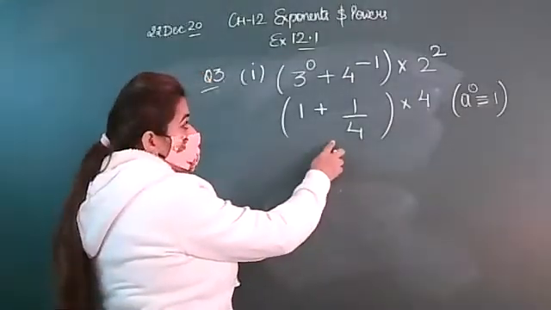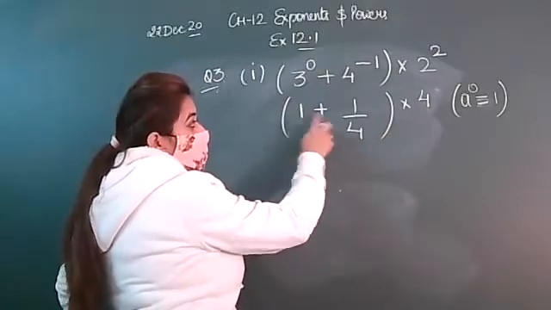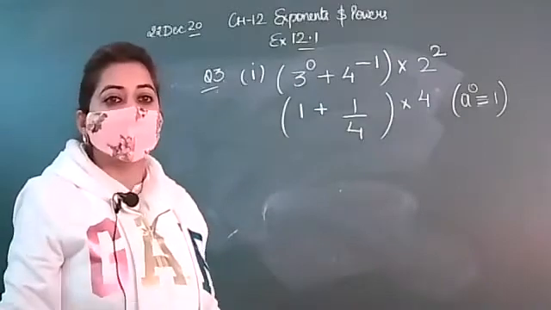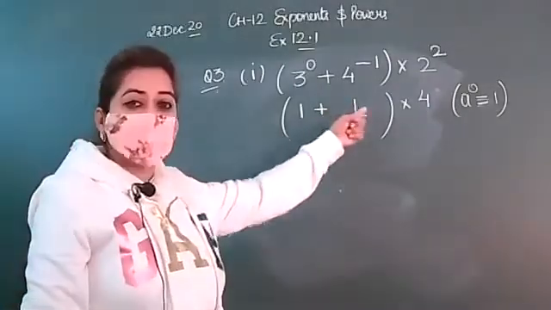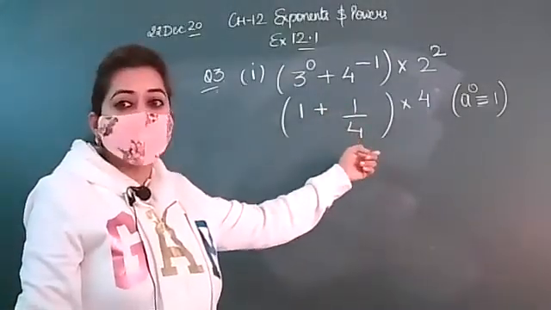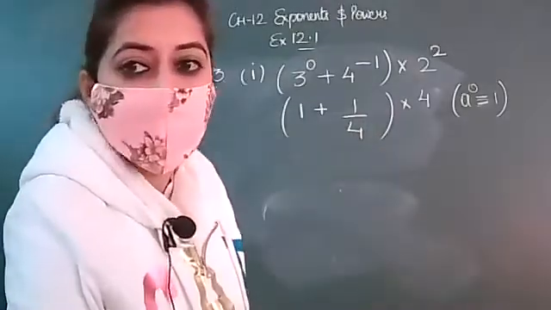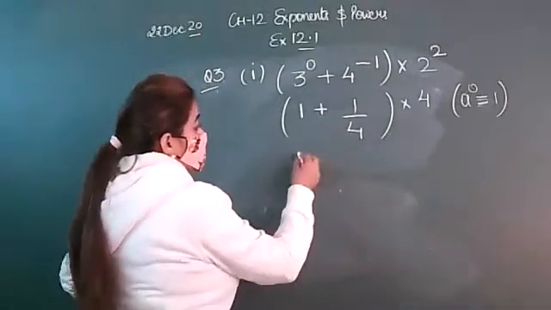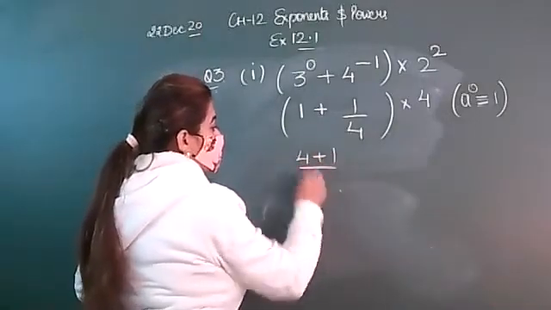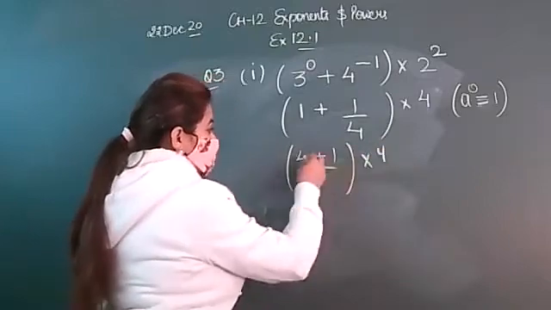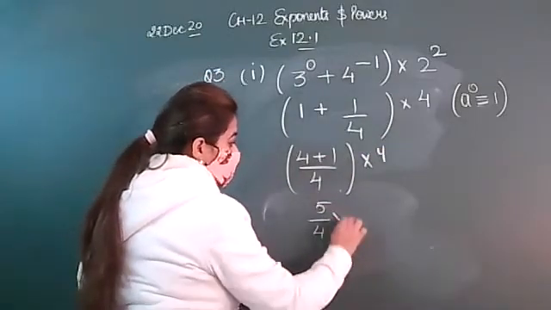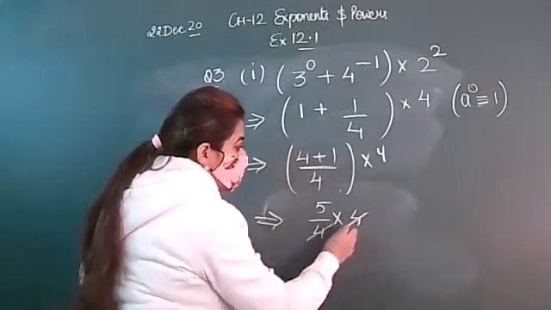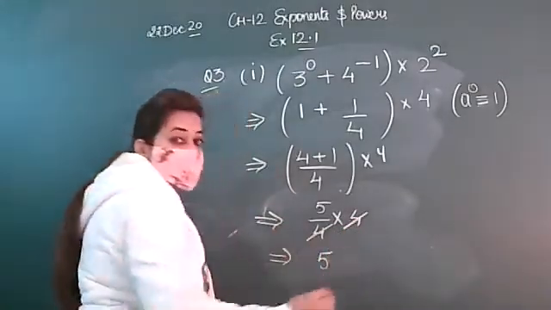Now how will you solve this? As you can see, the bracket is there and the terms are in the fraction form and the addition is there. Whenever addition or subtraction is there with the fraction term or rational number term, you have to take the LCM. We can't solve it without the LCM, beta. So take the LCM, this will give you 4 plus 1 by 4 into 4. So this is 5 upon 4 into 4. So 4 will cancel out. This will give you the answer as 5.